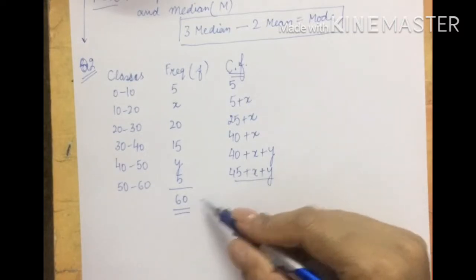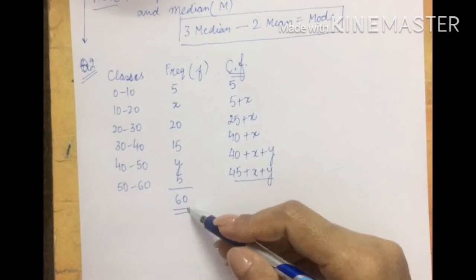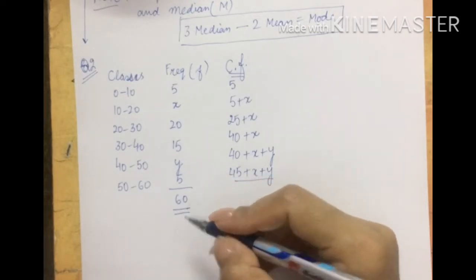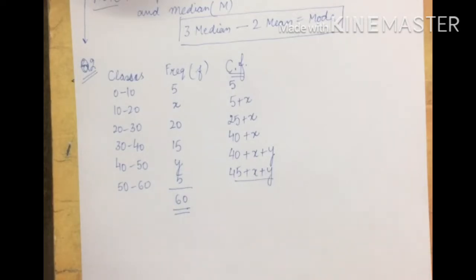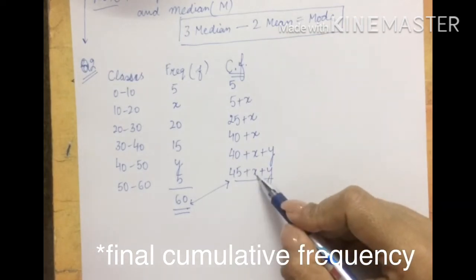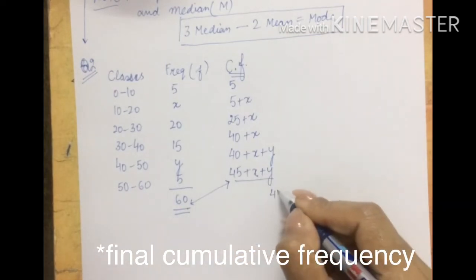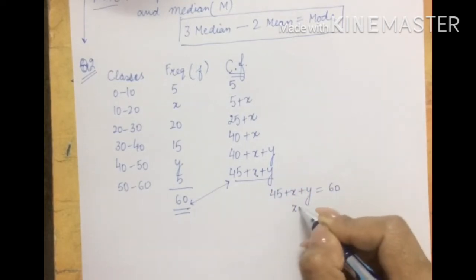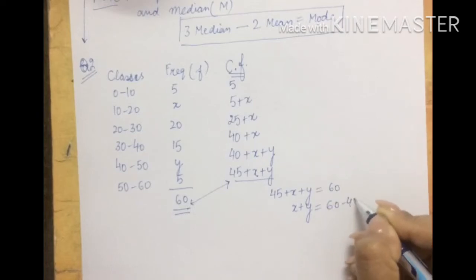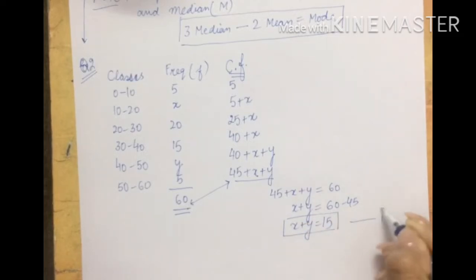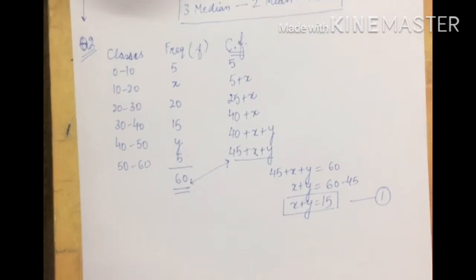Usually we are able to cross check here. The final cumulative frequency is the same as the total of the frequencies. So in this particular question we cannot verify. You would know that this is correct only once you calculate your answer. So as for now, we assume that the final frequency is equal to 60. So this is what we get. 45 plus x plus y should be equal to 60. This is equation number 1. Simplifying, x plus y comes out to be 15. So let's keep it as number 1 for the time being and work out our steps further.